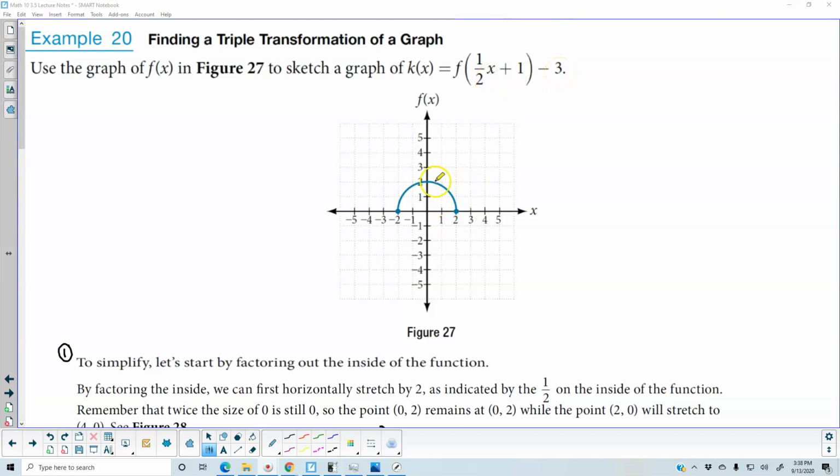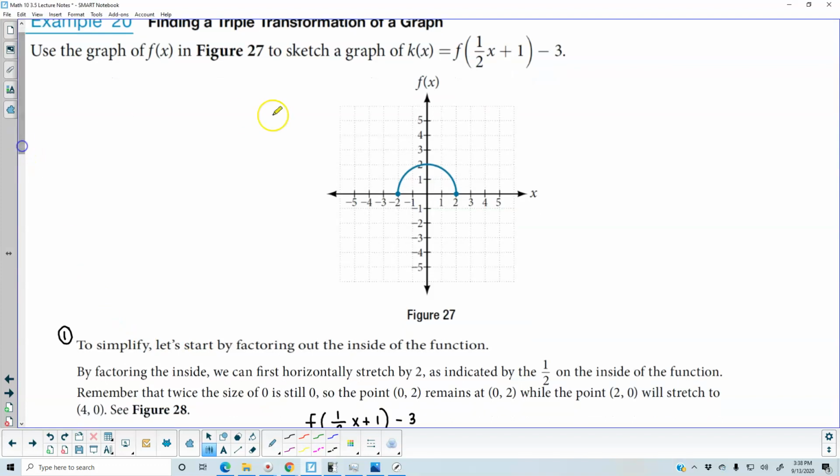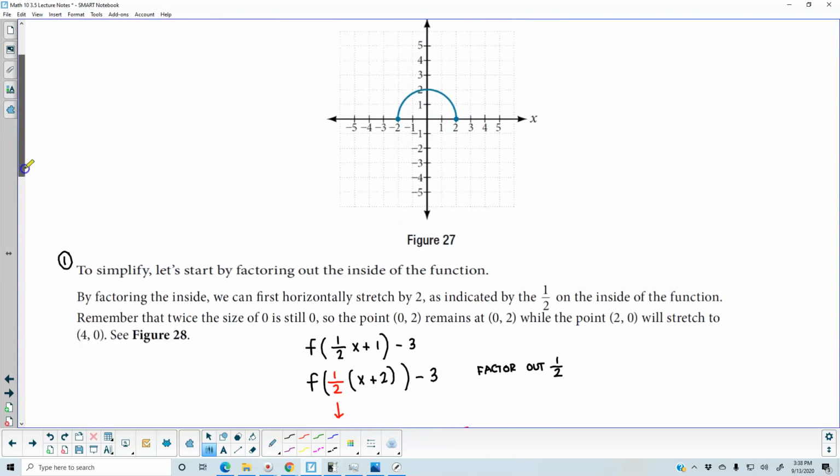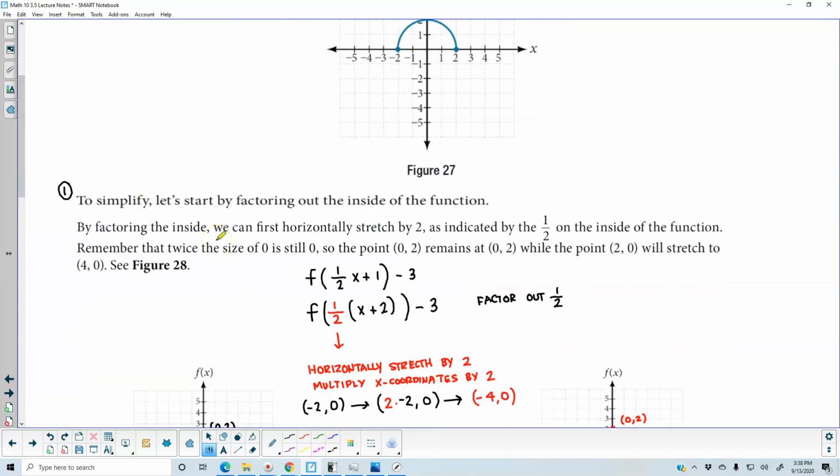So here's our graph. To simplify, we want to start by factoring out the inside of the function, because we don't want to leave the 1/2 here. We want to factor it out to make our transformation a little bit easier, as we stated back in our definition. By factoring the inside, we can first horizontally stretch by 2, as indicated by the 1/2 on the inside of the function. And remember that twice the size of 0 is still 0. So the point 0,2 remains at 0,2, while the point 2,0 will stretch to 4,0.